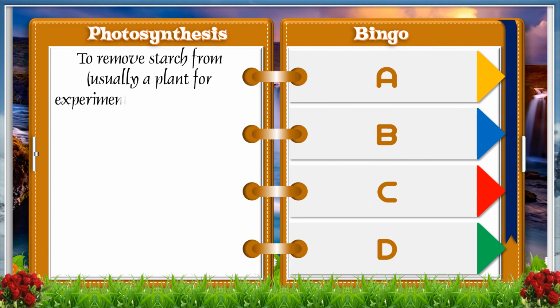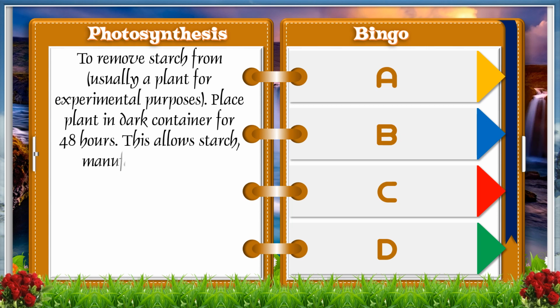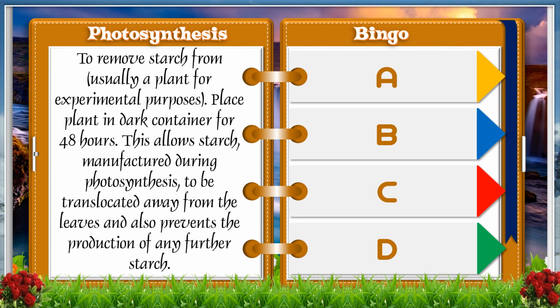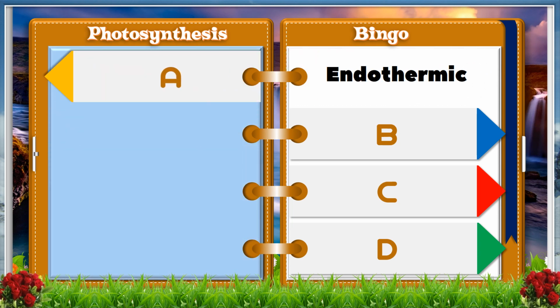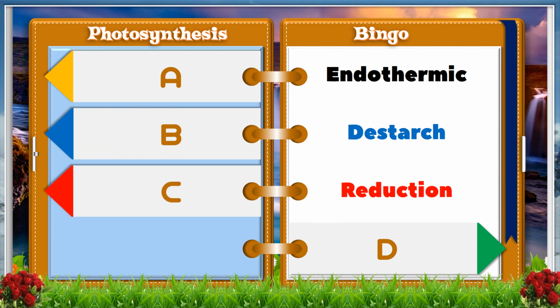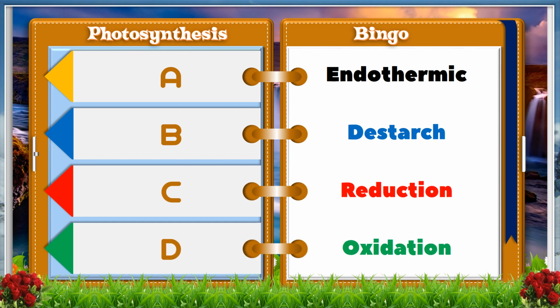To remove starch from usually a plant for experimental purpose, place plant in dark container for 48 hours. This allows starch manufactured during photosynthesis to be translocated away from the leaves and also prevents the production of further starch. A. Endothermic. B. Discharge. C. Reduction. D. Oxidation. And the answer is B. Discharge.